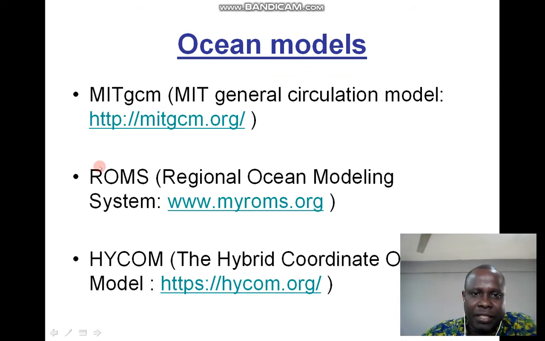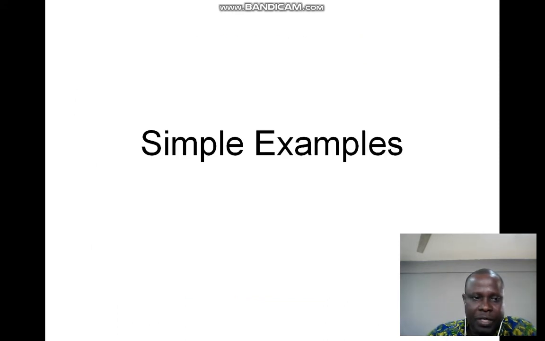I'll talk a bit about that later on. But the MIT GCM is the general MIT general circulation model that you can look at. There is the ROMS model, called the Regional Ocean Modeling System. It also has a good following and good help. There is HICOM as well. I will advise that you probably look at MIT GCM and ROMS first before going into HICOM, which is a little more complex than the first two. So these are some existing ocean models that you can take a look at.